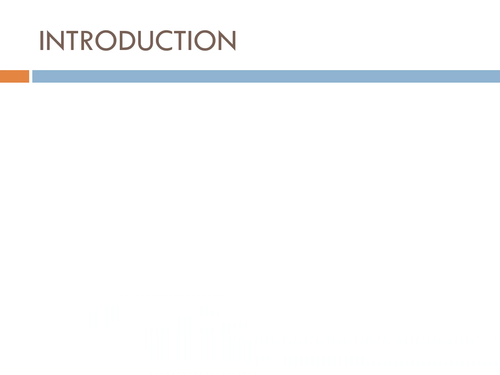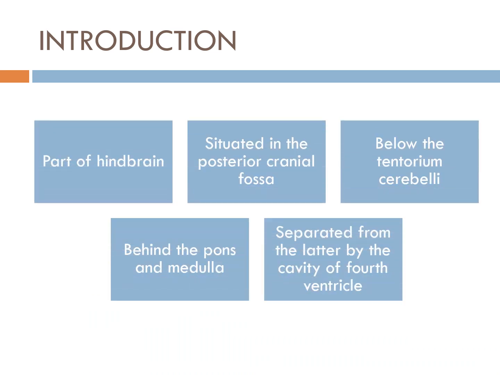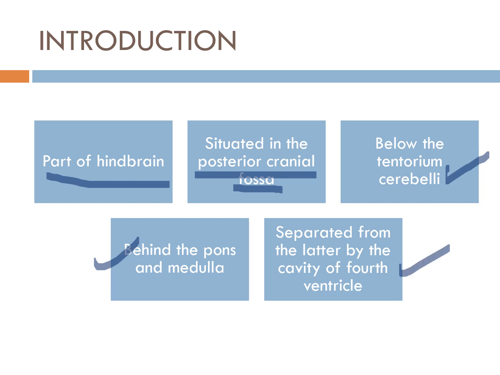First, we will start with the introduction to the cerebellum. It is a part of the hindbrain, along with pons and medulla, situated in the posterior cranial fossa below the tentorium cerebelli, behind the pons and medulla. It is separated from the pons and medulla by the cavity of the fourth ventricle.